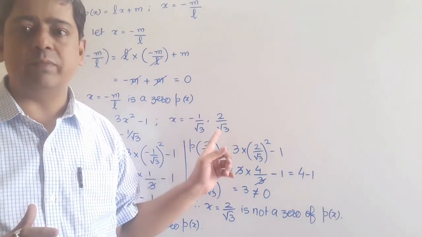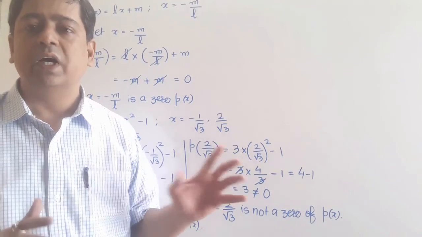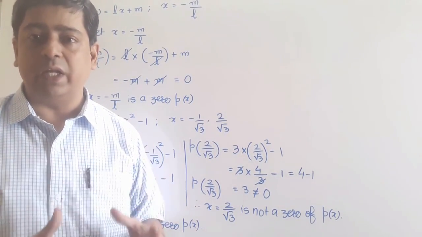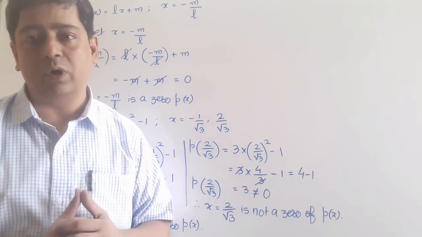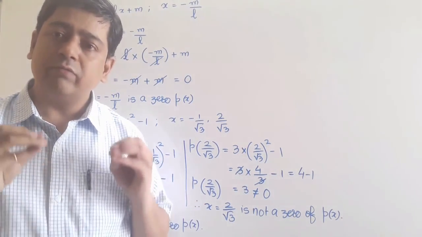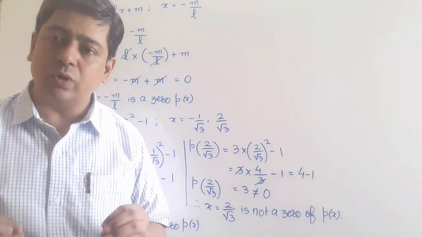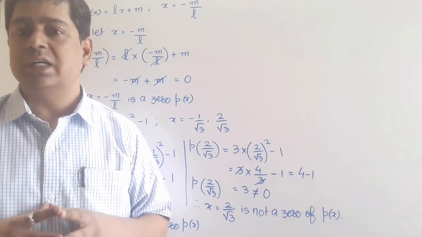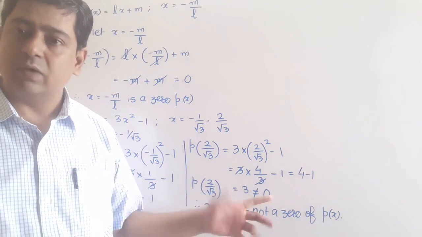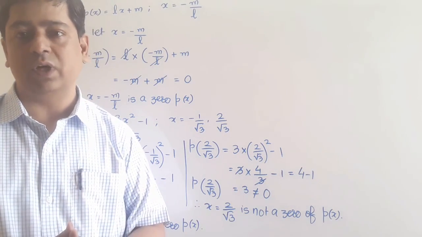And the third type, we have done this kind of question where we have to verify the given 0, means whether this value is a 0 of the polynomial or not. So if after putting the value in the polynomial, the whole answer comes equal to 0, we can say yes, it is a 0 of the polynomial. If it comes non-zero like this, we can say it is not a 0 of the polynomial.